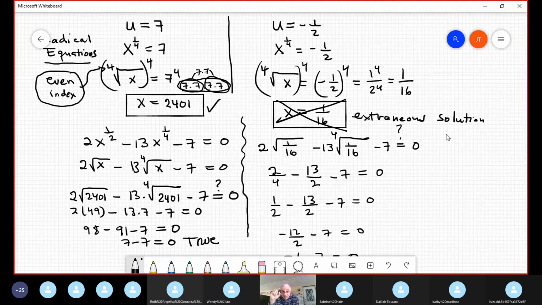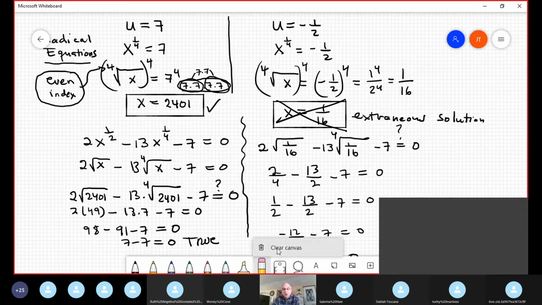Repetition again. Radical equation, mandatory check. Another equation that is not a radical equation, then totally optional. It's up to you. Any question? Clear? Clear or confusing? Clear.